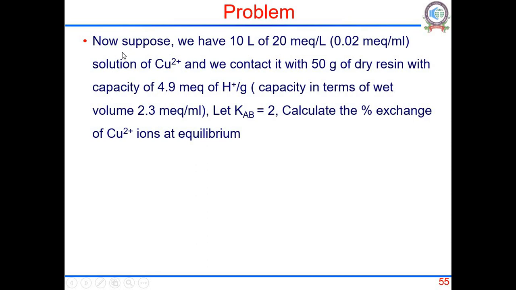Now let's take another problem, continuing with the same problem. Now suppose we have 10 liters of 20 milliequivalent per liter solution of copper 2 plus, and we contact it with 50 grams of dry resin with a capacity of 4.9 milliequivalent per gram. In terms of the wet resin, it is 2.3 milliequivalent per ml. And Kab is given; find out the percentage exchange of copper ions at equilibrium.